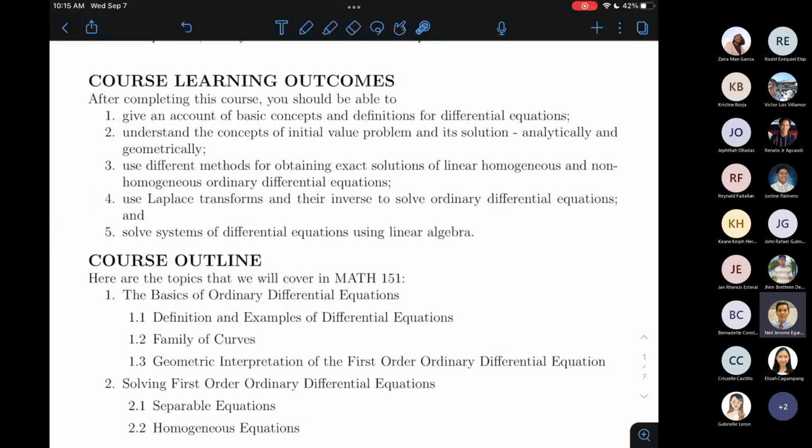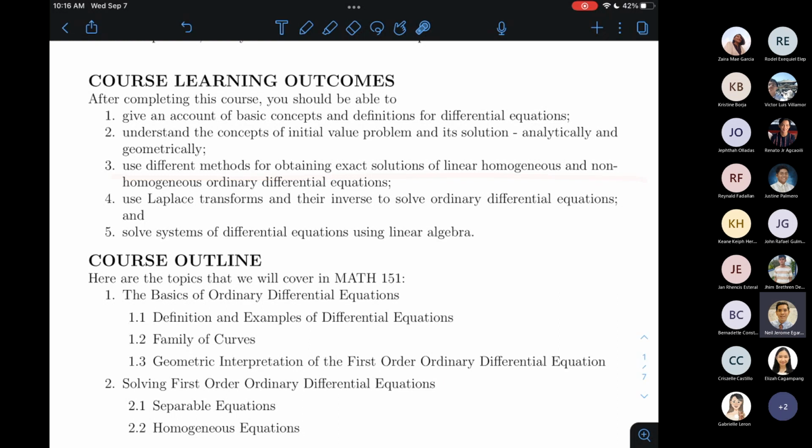Specifically, these are the outcomes we need to achieve as we go along. Number one, to give an account of the basic concepts and definitions for differential equations. So this will be the content of the first chapter of the course. Second is to understand the concepts of initial value problem and solution, both analytically and geometrically. So this will be embedded all throughout the course. We will analyze them one by one.